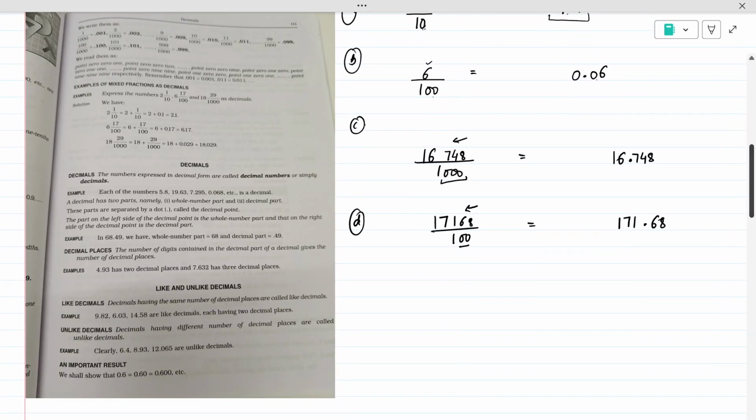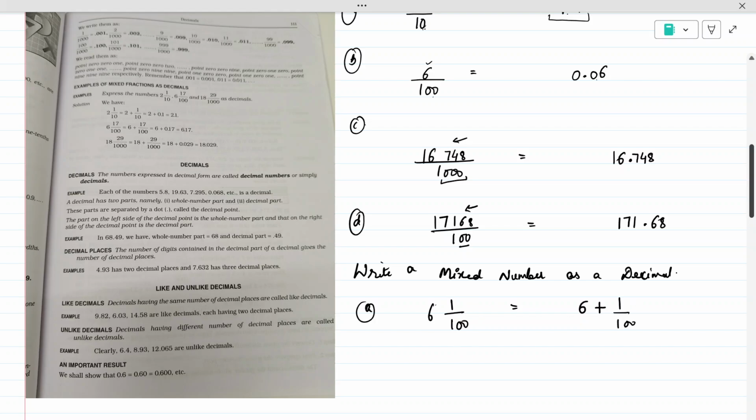Now let us understand how we have to write a mixed number. If we are given any mixed number, how we have to write that mixed number as a decimal. Okay, so let's say we are given a number here, 6 1 by 100. Okay, so in this case we have learned that we have two parts. This one is the whole number, so I can write this 6 as it is, and then in addition to it plus this fraction 1 by 100.